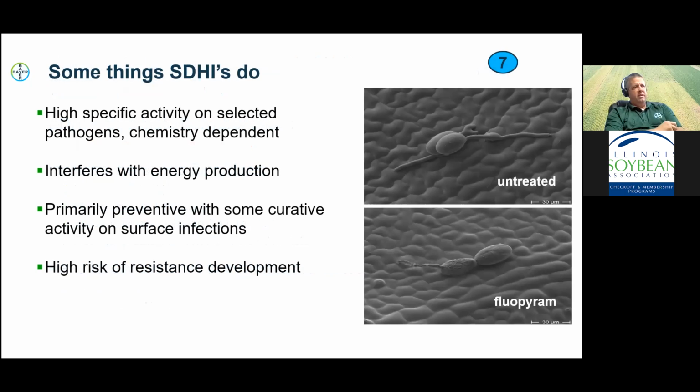So as I mentioned, these are very, very specific. The example of Fluopyram is a good example because it's very specific to certain diseases. It's not a broad spectrum product. So it stops the fungus from producing energy. This is usually a preventative. It has to be applied before the infection has gone too far.